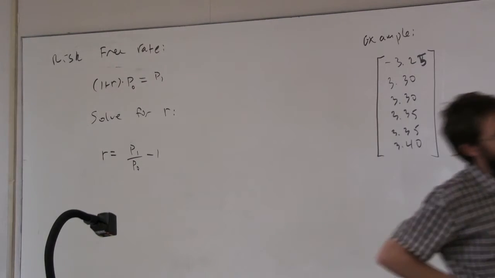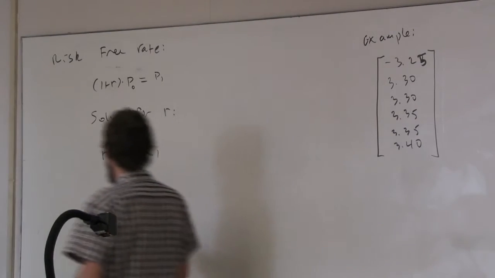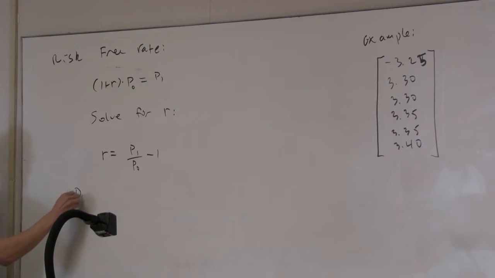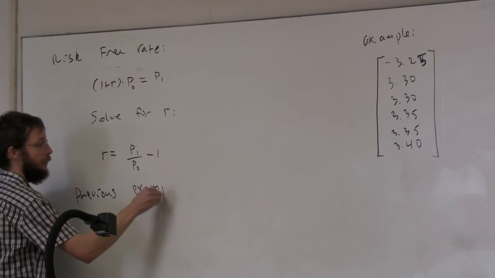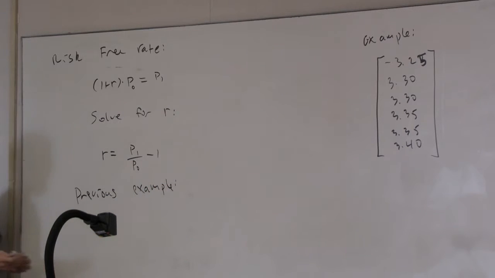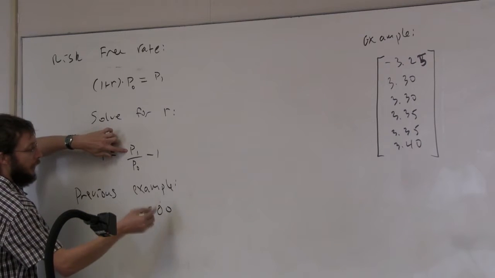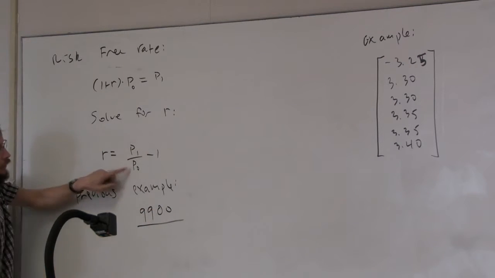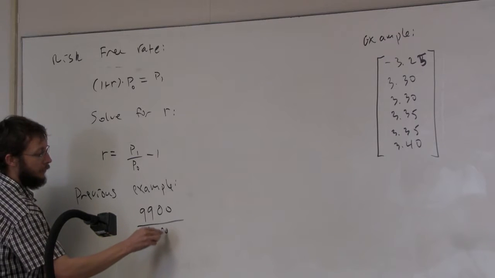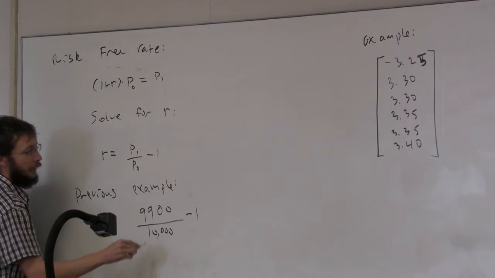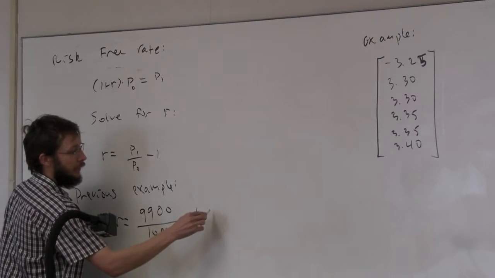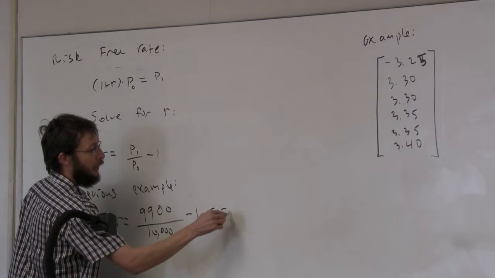And so in this example here, in that previous example, the amount that we get at time 1 is 9,900. The amount we started with was 10,000. And so our risk-free rate then is minus 0.01.